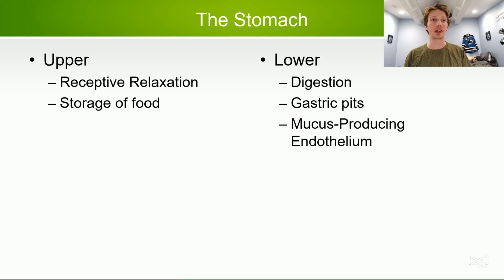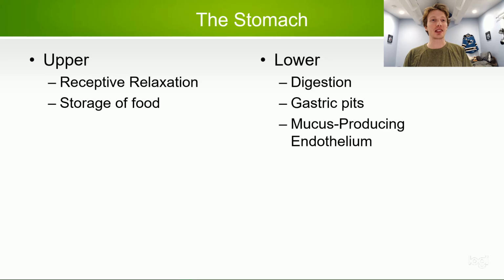In the lower stomach is where the digestion happens in this organ. Gastric pits line the inner walls, secreting acids and enzymes we mentioned before. There is also a mucus-producing epithelium which protects the lining of the stomach from eating itself, since it does create a very harsh and acidic environment.